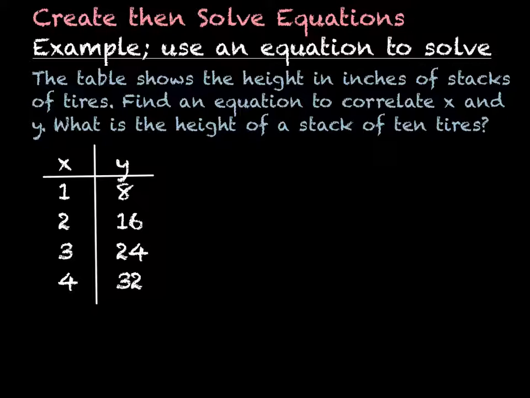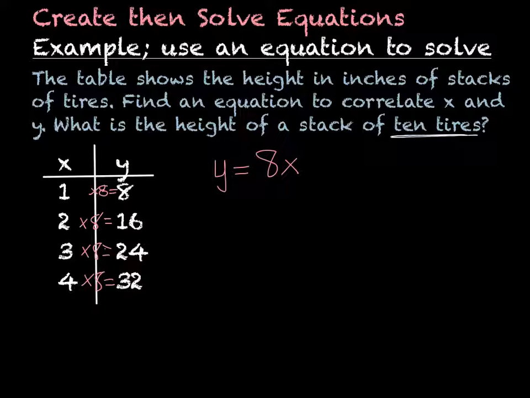Well, I could add 8 on the first one, but if I add 8, then on the next one, adding 8 doesn't work. So plus 8 doesn't work. But if I multiply by 8, then I get 8. And if I take 2 times 8, I get 16. And if I take 3 times 8, I get 24. And 4 times 8, I get 32. So the pattern seems to be that my y is going to equal whatever my x is times 8, so 8x. So my equation is y equals 8x.